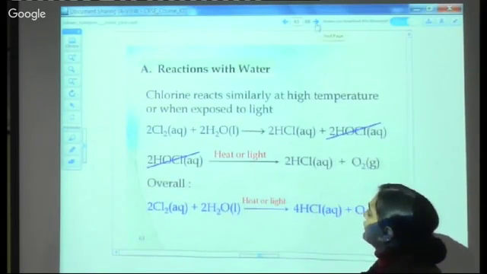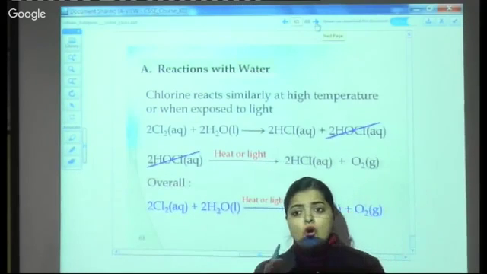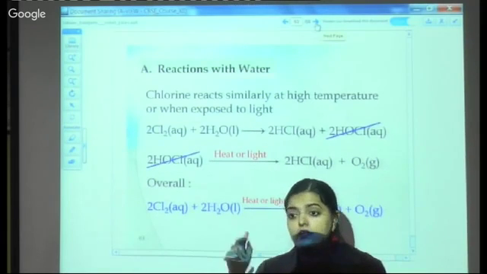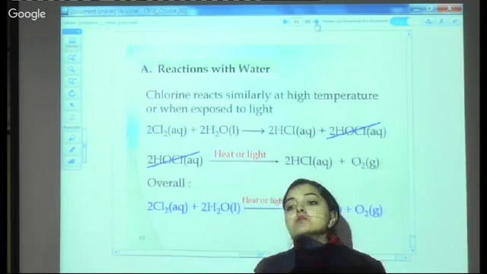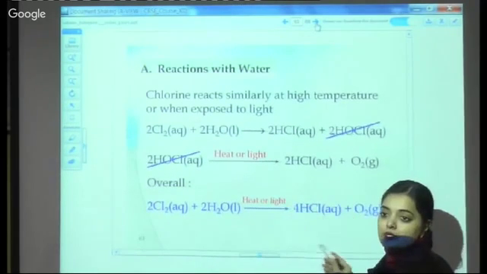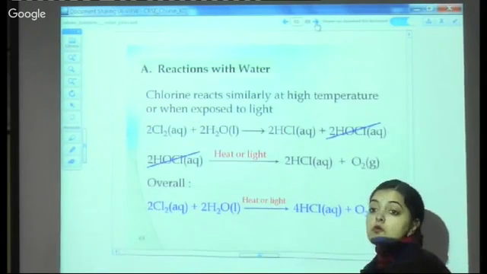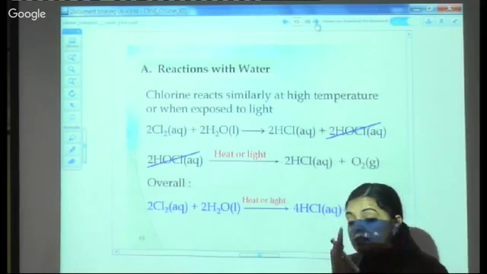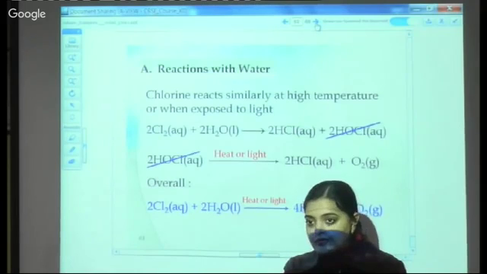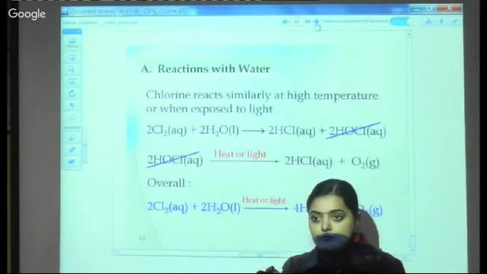You get to see here that in reaction with water, chlorine reacts similarly at high temperatures, or when exposed to light, because HOCl is not stable under sunlight or high temperature. It decomposes to HCl. So in turn, you get this kind of reaction. Pure HCl is being formed. So you need to understand that chlorine water decomposes in three stages. If it is only the reaction, chlorine water consists of HCl and HOCl. So is it with bromine, right?